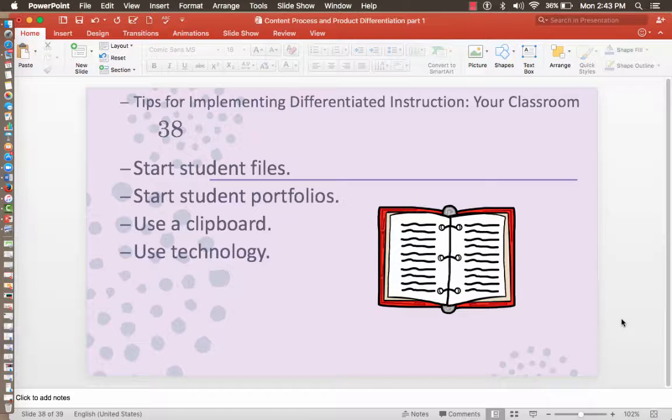So here's some tips. You might want to have a portfolio. You might want to use a clipboard. You don't have to do these. These are just tips, some different things you can do. Technology. You might always want to be able to put some technology in there.